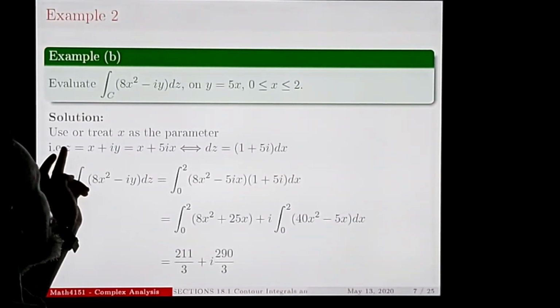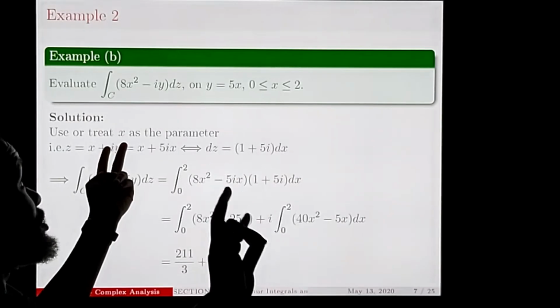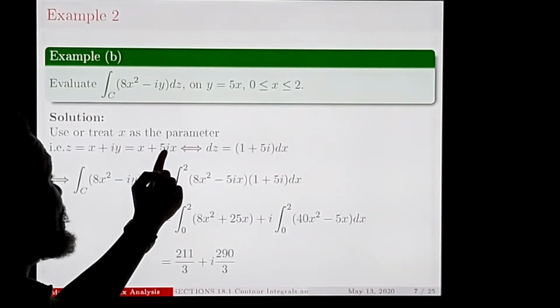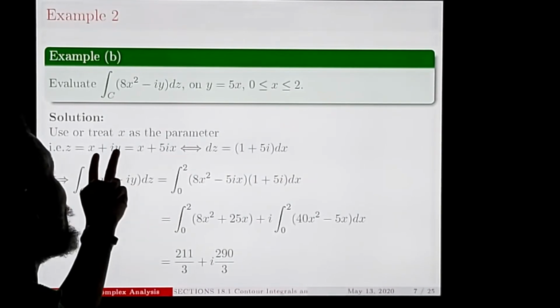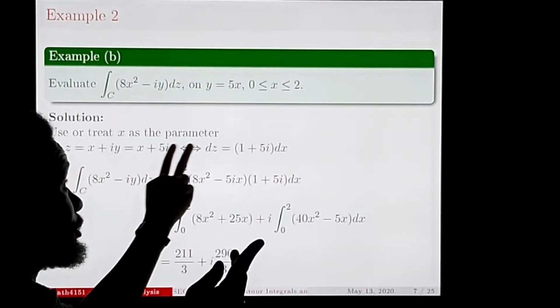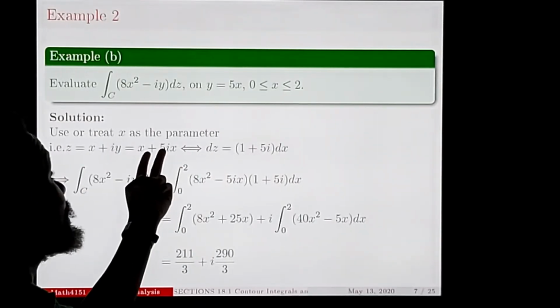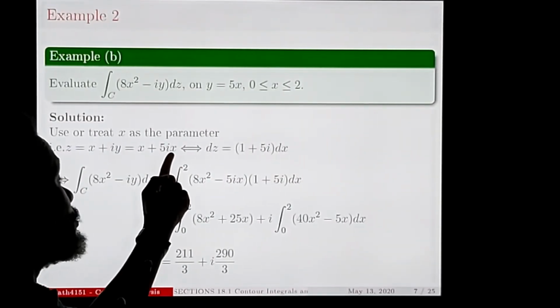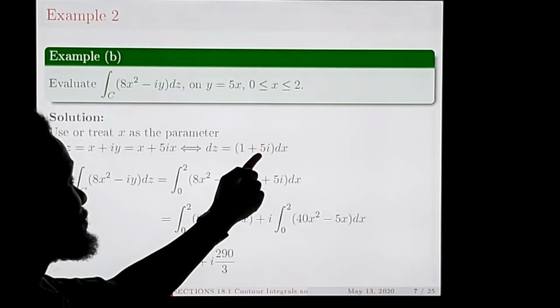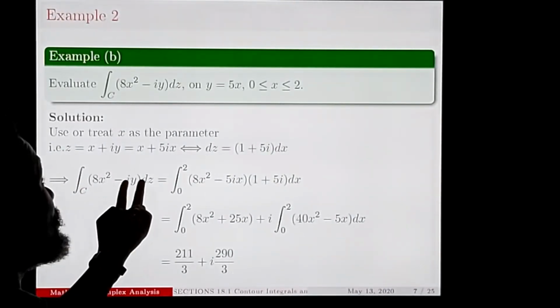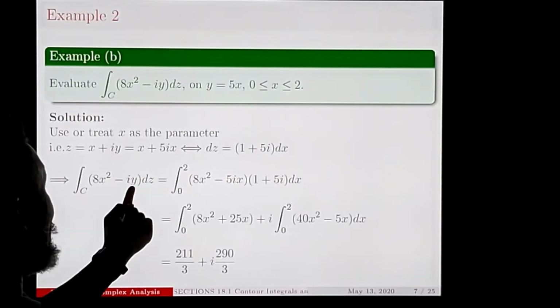So z is x plus iy. By definition, z is always x plus iy. But then y is 5x, so this is x plus 5ix. If you differentiate with respect to x, because this is now a parameter, you will have dz equals, with respect to x, this is 1, and with respect to x, this is 5i. So it's just 1 plus 5i dx. That's your dz. And then f of z is just this function, which you already replaced.